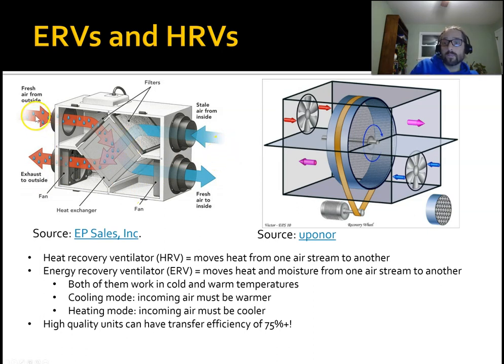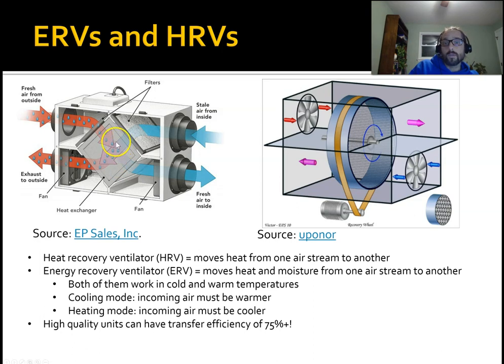Let's say in this image here we have fresh air from the outside. This is warm air coming in. We're in the cooling season, right? It's hot outside, so we have cold air. This is the cold air from the inside. Normally what we do is we exhaust this cold air and just blow it right out and bring the warm air in, and then we have to cool down that warm air with an air conditioner.